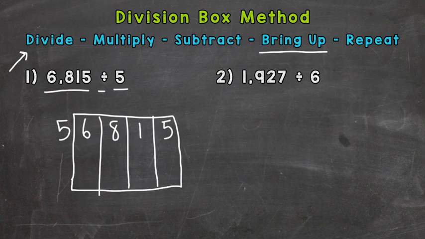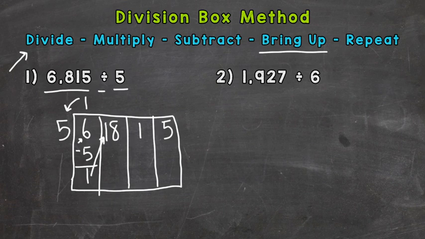So we'll start with divide, and we start with this 6 here, and we are going to do 6 divided by 5. So how many whole groups of 5 out of 6? 1. Then we multiply. 1 times 5 is 5. Subtract, we get 1. 6 minus 5 is 1. Now we bring that 1 up to the next section or column.